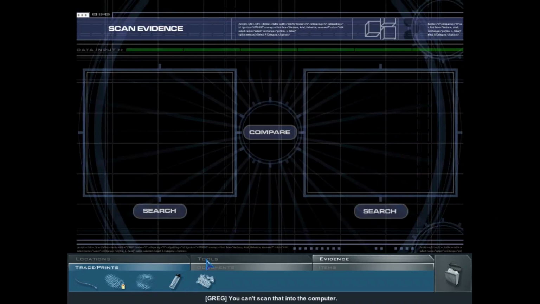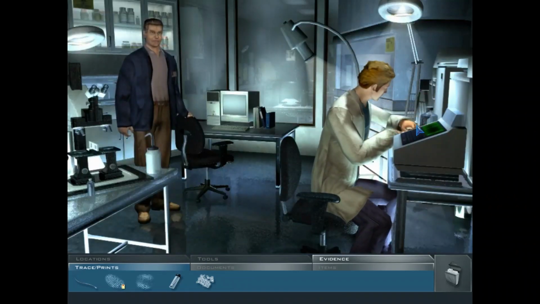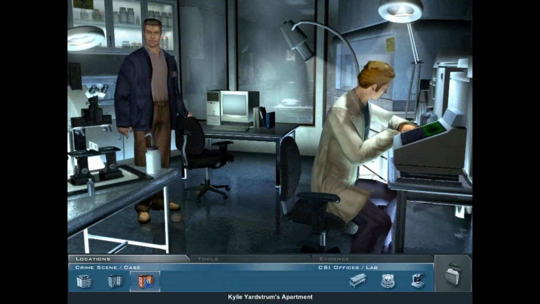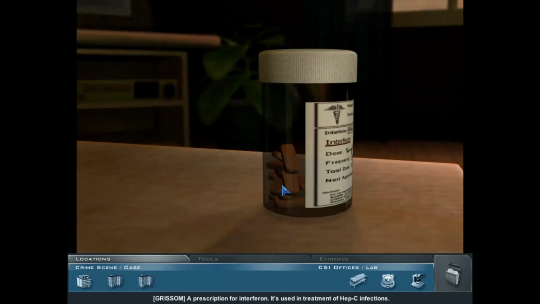Hey, you can't scan that into the computer. Looks like Kylie kept things simple at home. Neat, orderly, almost compulsive. Sometimes a control freak away from home cuts loose, goes a little wild. A prescription for interferon. It's used in treatment of Hep C infections. Dated yesterday. Kylie may have just found out about her condition.